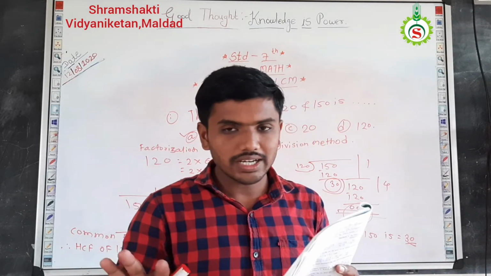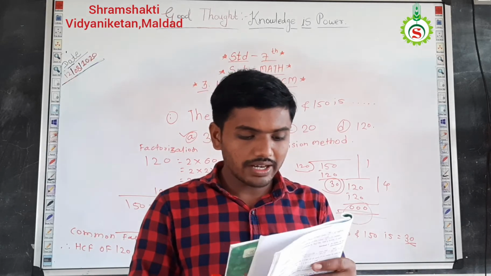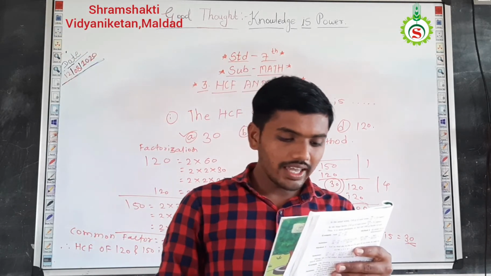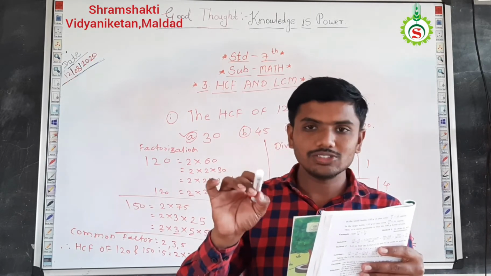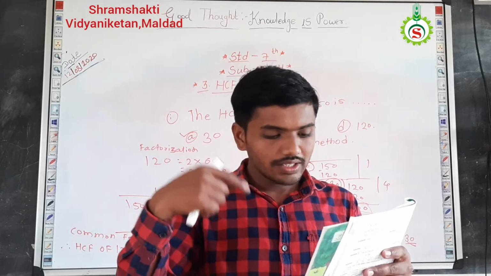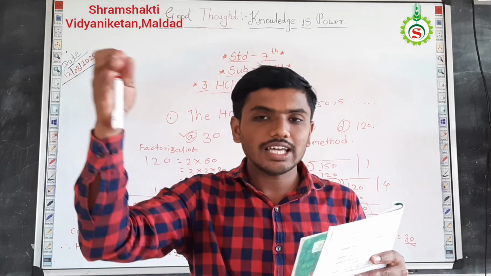Now you are able to find the HCF. So you have to find out the HCF of all the pairs. And what they have asked: the HCF of this pair of numbers is not 1. That means you find any one pair having an HCF greater than 1.